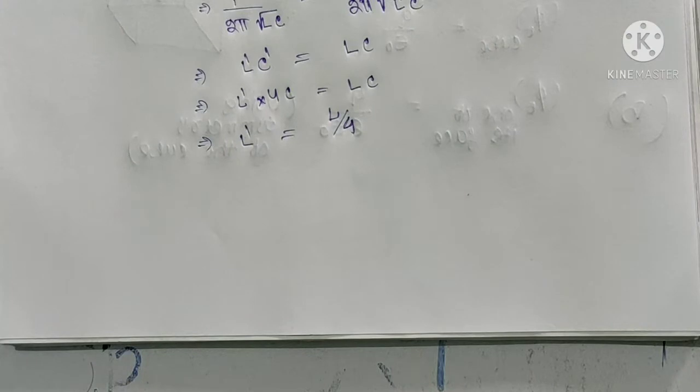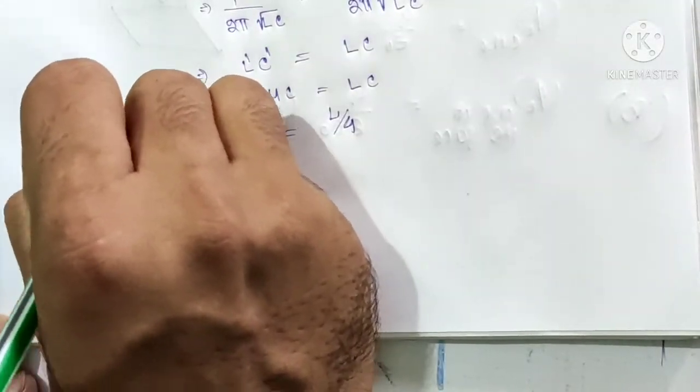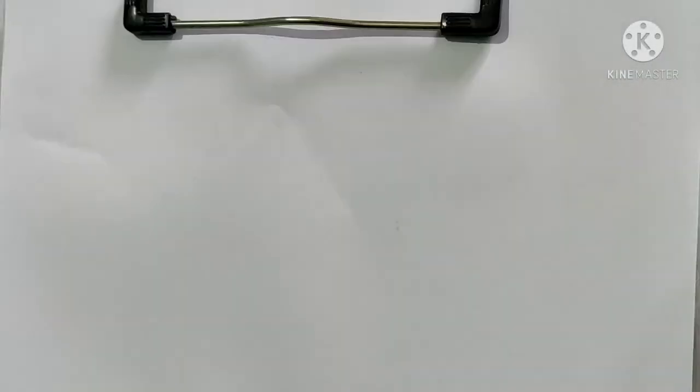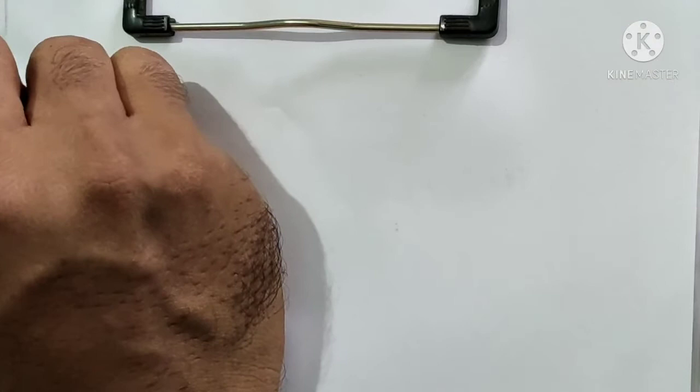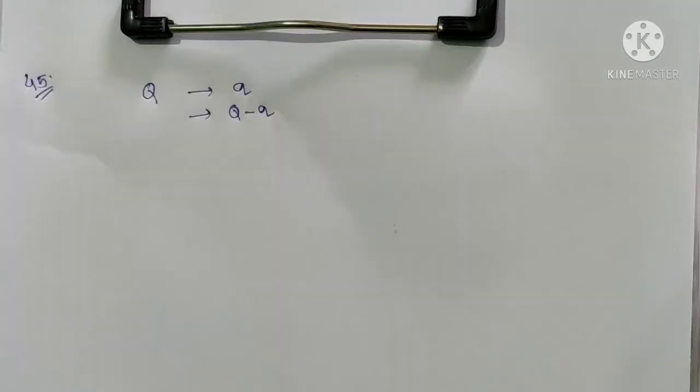So the value of inductance should be L by 4. So your correct option is option D. Question number 45. The charge Q is divided into two parts, small q and capital Q minus small q, so that the force between the charges is maximum at any separation. Then small q is equal to.